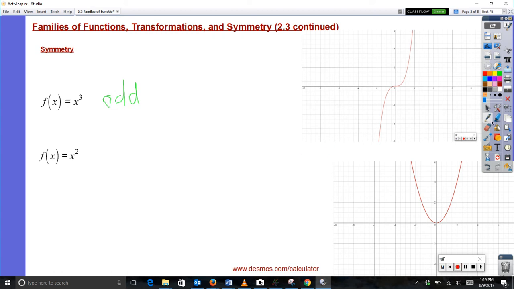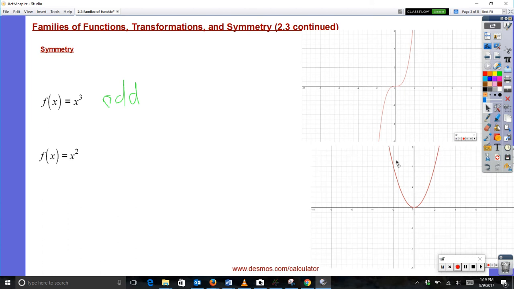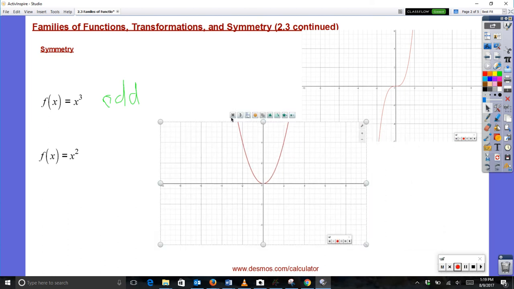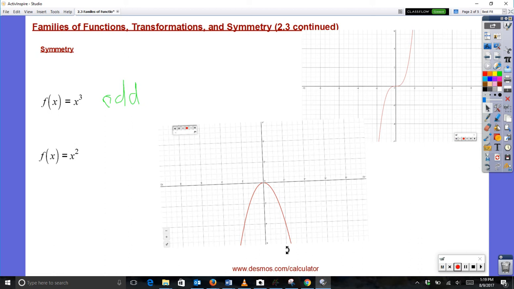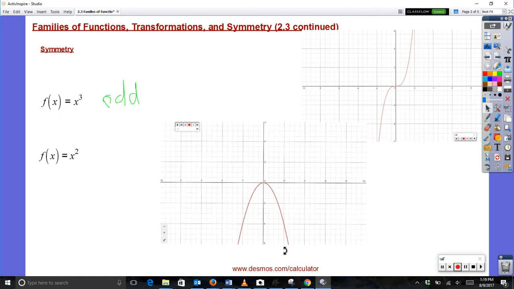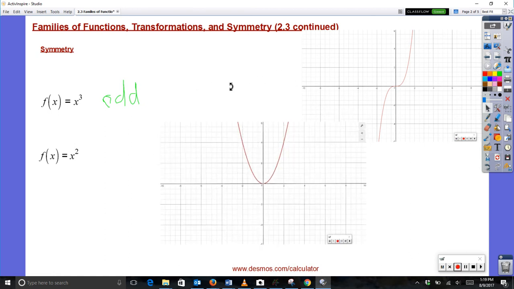X squared, on the other hand, does not have that rotational symmetry. So I can grab it, I can rotate it, and as you see, instead of a parabola opening up, it's now a parabola that opens down. So that's not what we call an odd function. But it is what we call an even function.